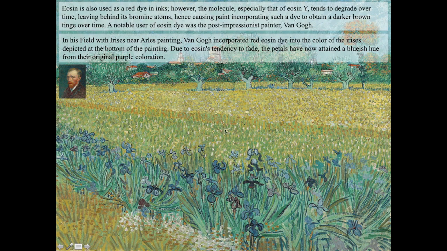This is a painting that Van Gogh painted. He depicted his field with irises near Arles. He incorporated red eosin into the color of the irises depicted at the bottom, right over here. Because eosin fades, the petals have now attained this bluish hue from their original purple coloration. Eosin is a red dye in inks, and this molecule, especially eosin Y, tends to degrade over time, leaving behind its bromine atoms. So, as you can see, it gets a darker brown tinge over time.